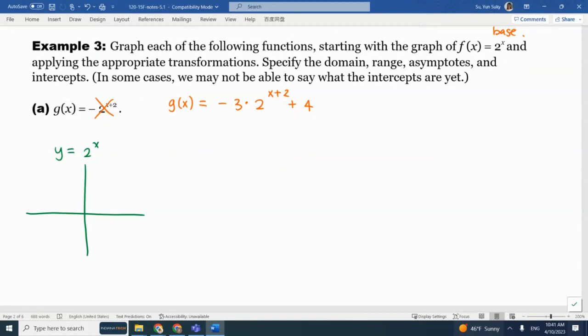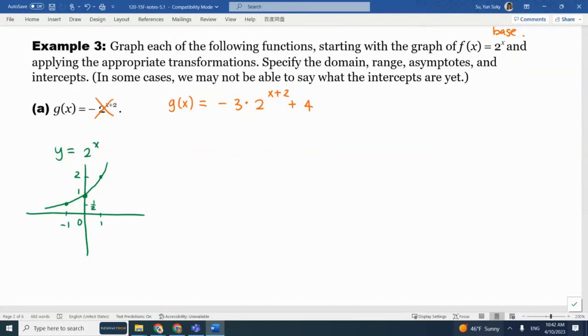3 key points. The 3 key points are 0: when you plug in 0, 2 to the 0 is 1. And when you plug in 1, 2 to the 1 is 2. Yes, everybody? And when you plug in minus 1, 2 to the minus 1 is 1/2. So we have those 3 key points. So far, so good? Everybody?